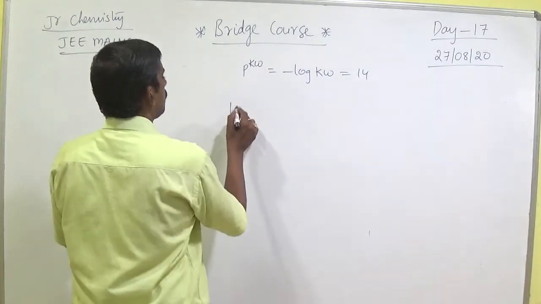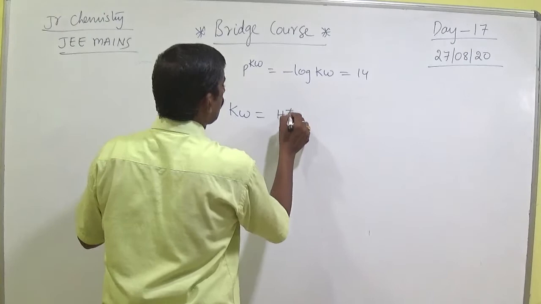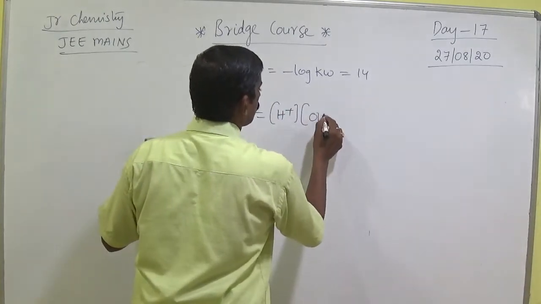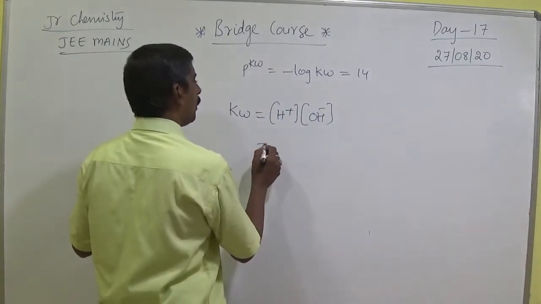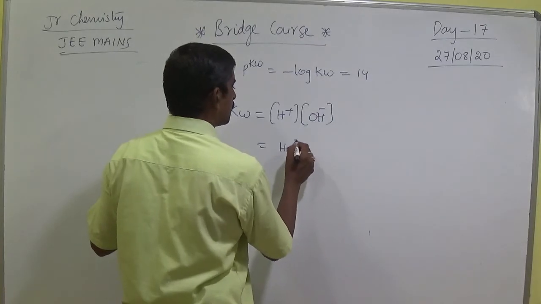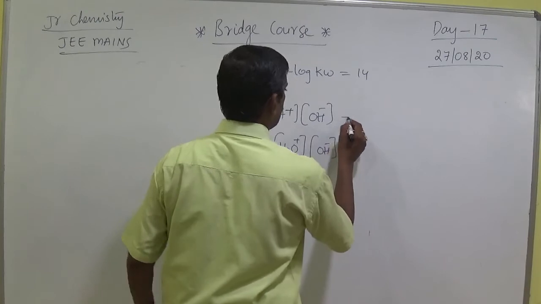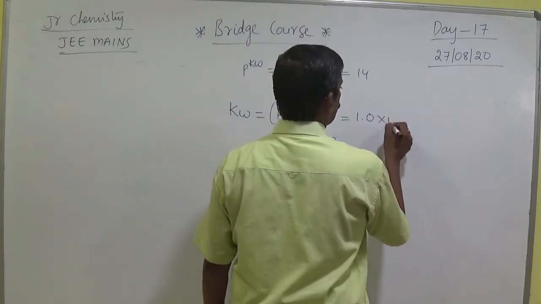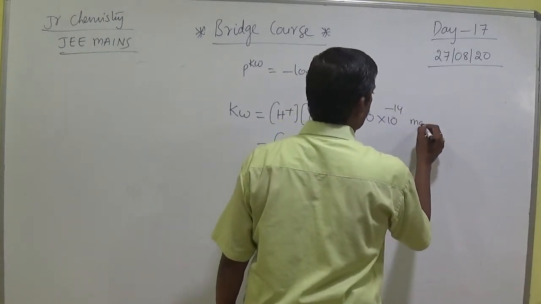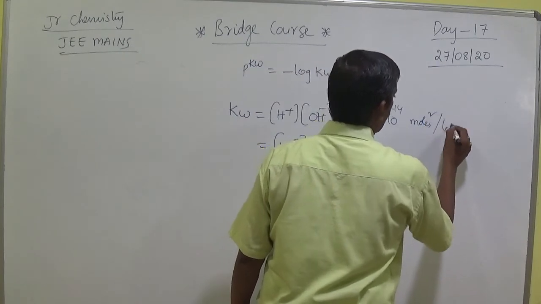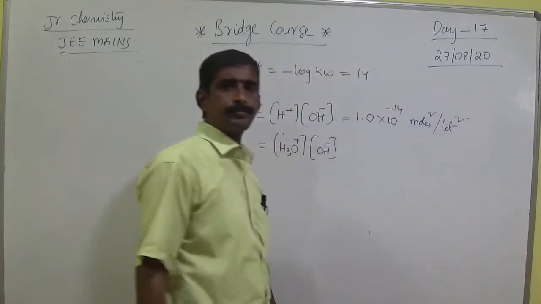Kw equals H plus concentration into OH minus concentration, that is correct. Or H3O plus, which is of acidic nature, into OH minus ion concentration. That equals 1.0 into 10 to the power of minus 14 moles square by liter square.